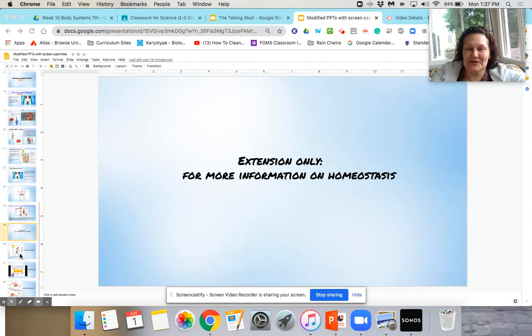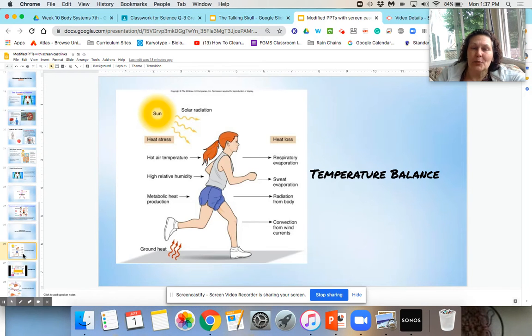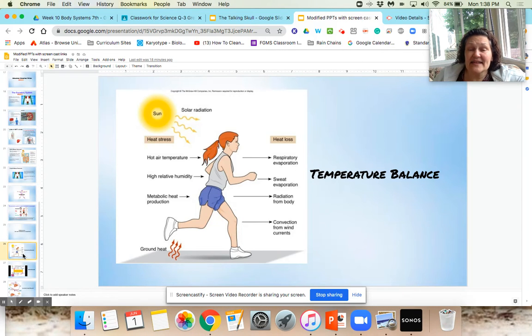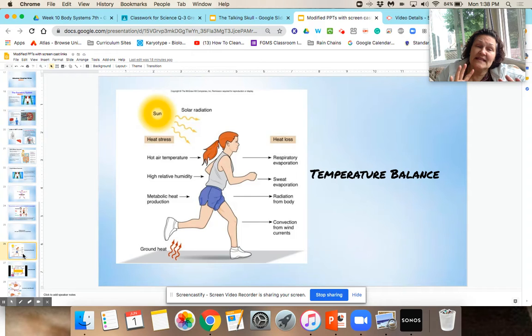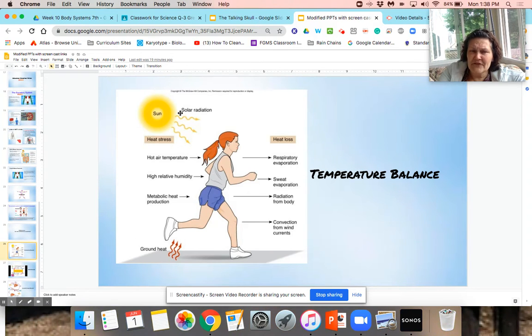I promise it's going to be the short video on our body and the temperature control, trying to keep our bodies at homeostasis. So, trying to balance the temperature when we have things going on in our bodies. In this diagram, I like it because it shows heat in and heat out, basically. It shows this woman out running, and first of all, she has heat.